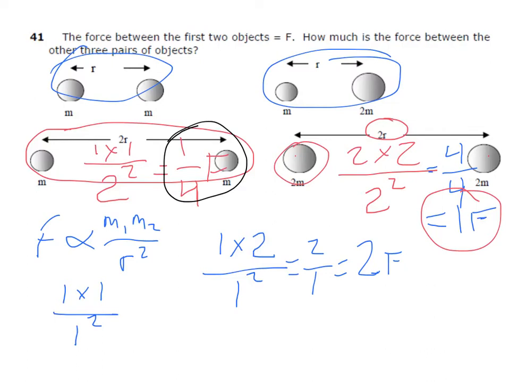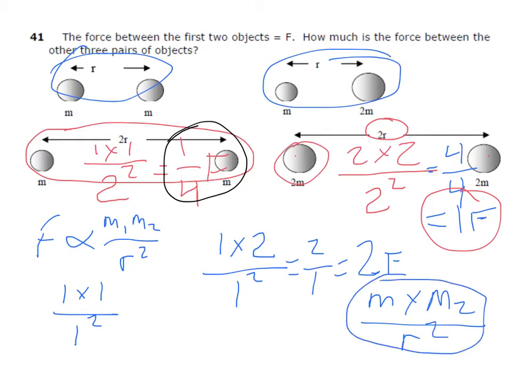All of this is done with ratios. Remember, the first mass times the second mass divided by the distance between them squared. If we just put in how many times these change, then we can calculate a ratio, and we can get the ratio of the new force to the old force.